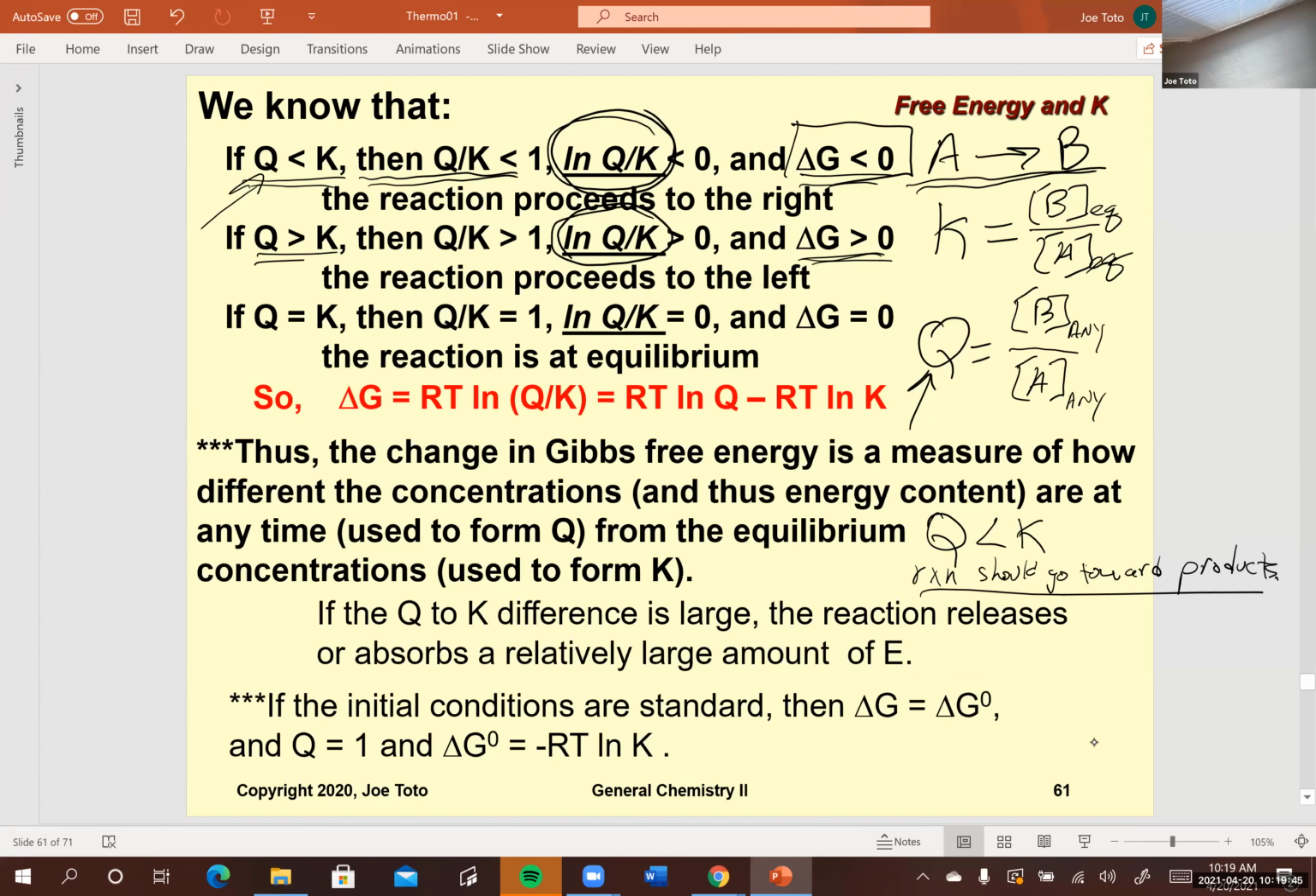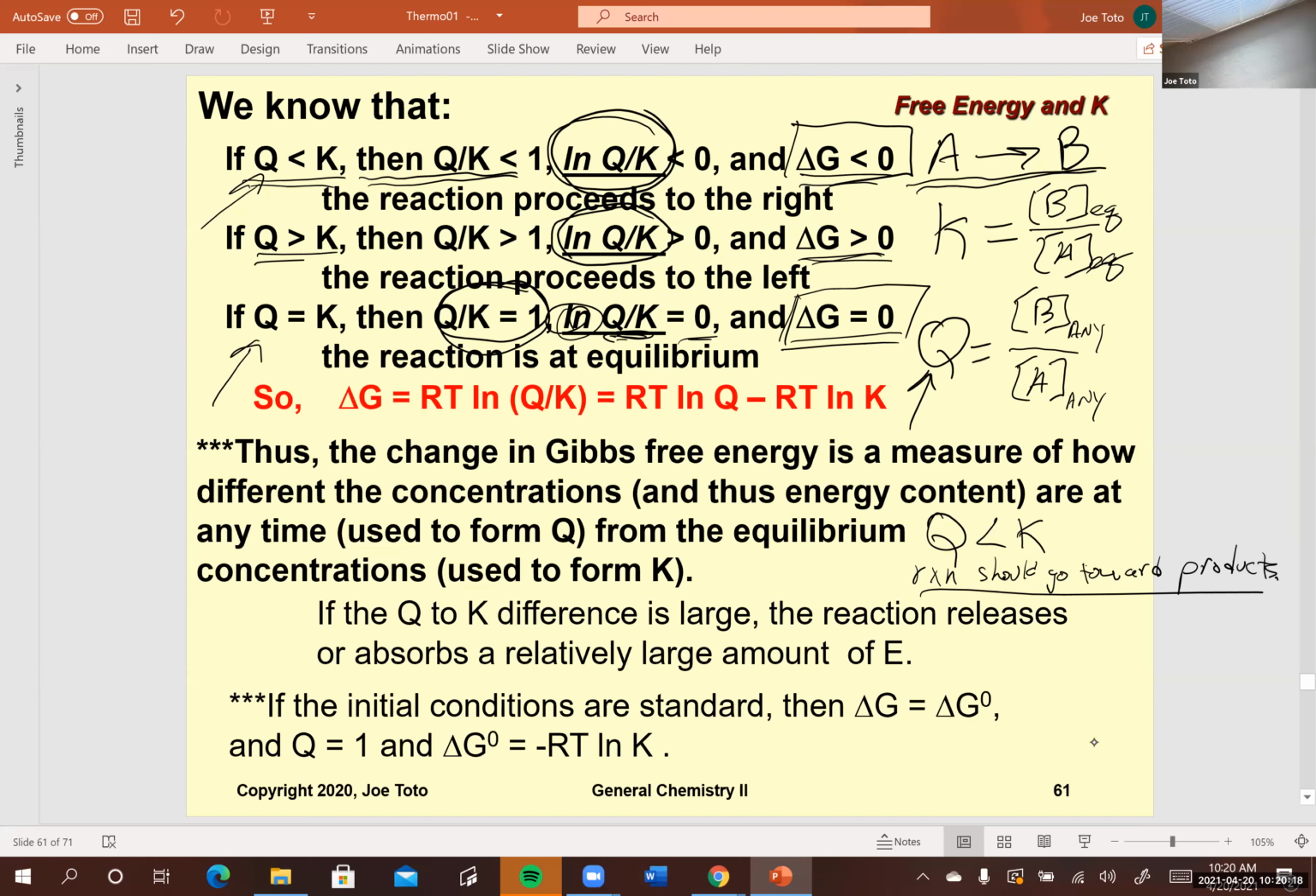And the last possible option is when Q equals K, and we get that ratio of 1, then the log of 1 is 0, and that's equilibrium. So you see how this ratio of Q over K is related to the sign of delta G? Yeah? Okay, cool. So you see that.